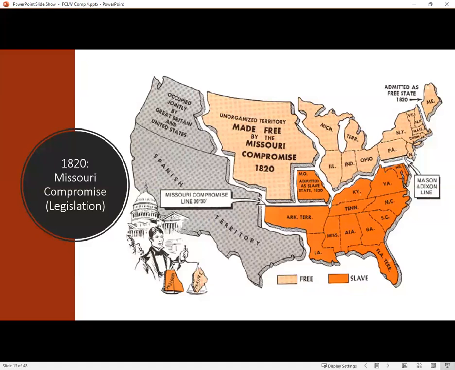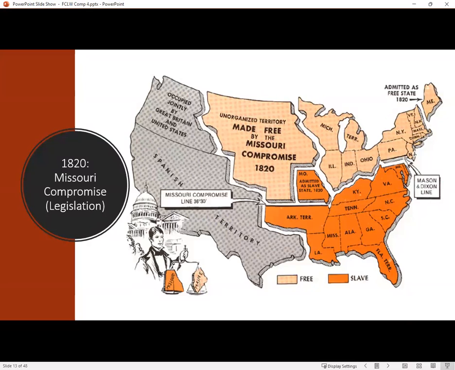And then we have the Missouri Compromise. Again, we have this issue about slavery, and there were two new states coming. They wanted to keep the number of slave states and non-slave states equal if possible. So what they did is they divided the land. You can see there's an area, unorganized territory made free by the Missouri Compromise. So these will be free states, and the southern states and one of the newer states would be slave states.